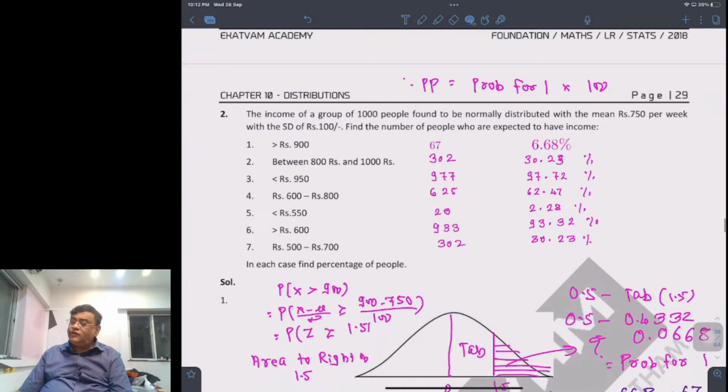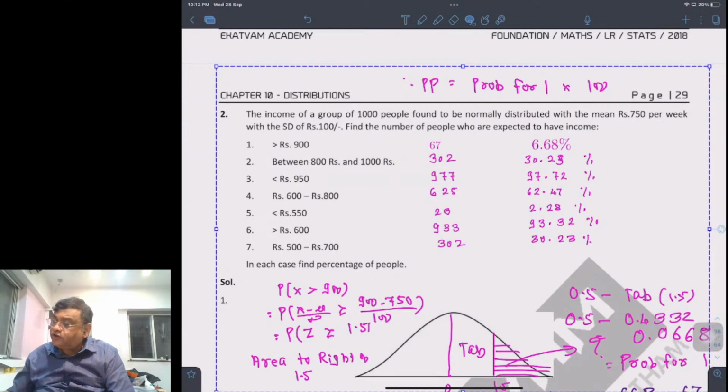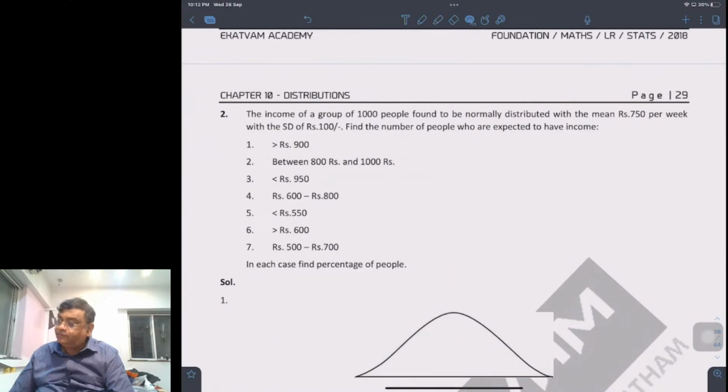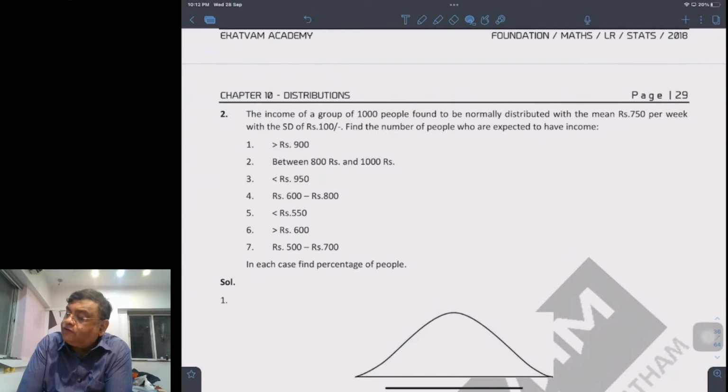And then I come to the second question. For the second question, you will look at me. Income of group of 1,000 people was found to be normally distributed with a mean rupees 750 per week and a standard deviation of rupees 100.